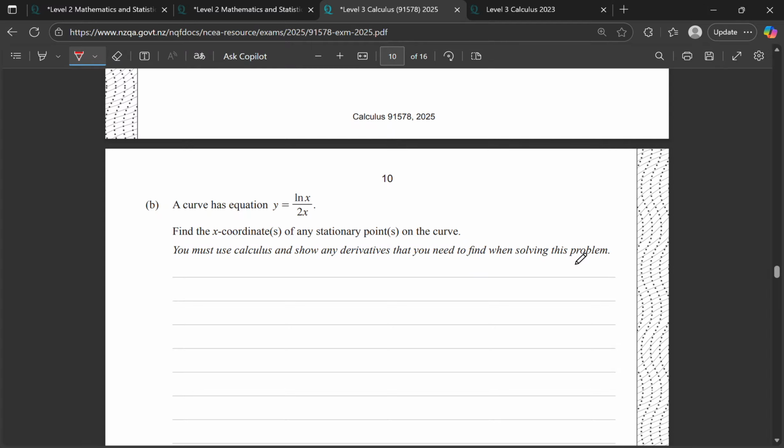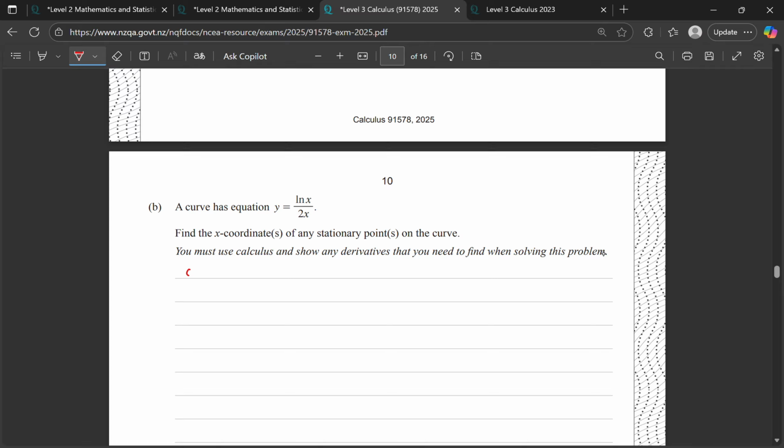Question B. A curve has the equation y equals ln x over 2x. Find the coordinates of any stationary points on the curve. So when it comes to stationary points, first of all, turning points. Obviously we have to find y prime, right? To find the turning points.